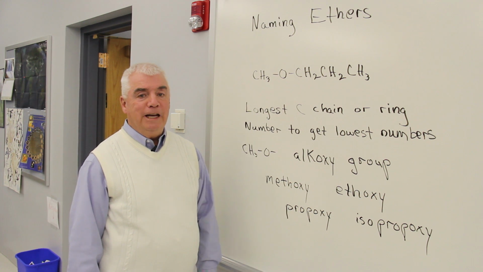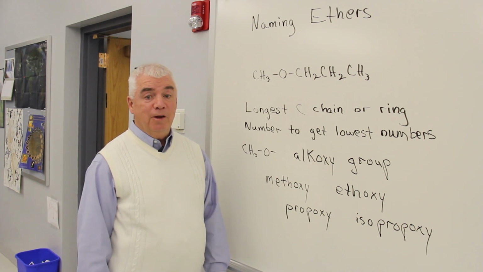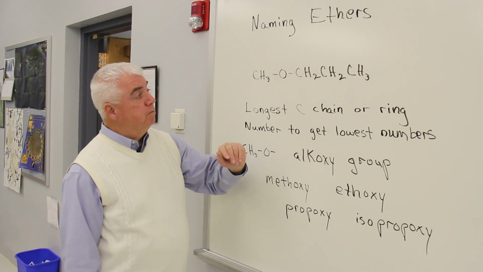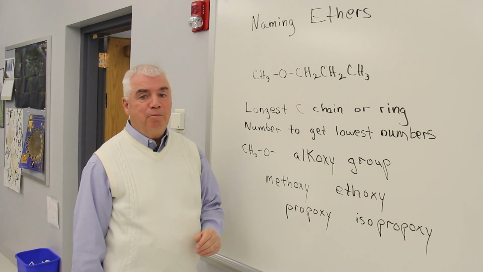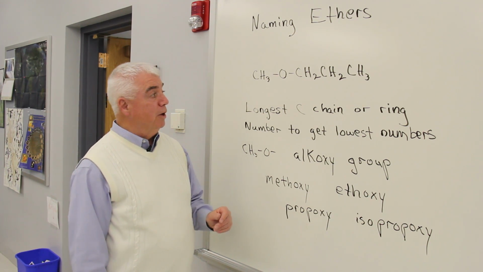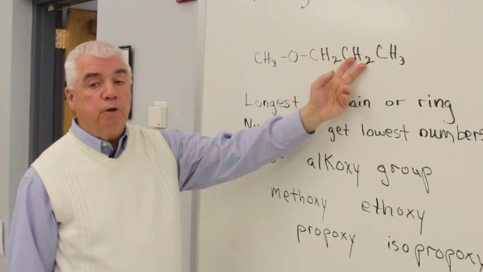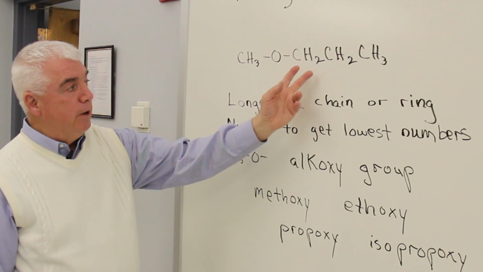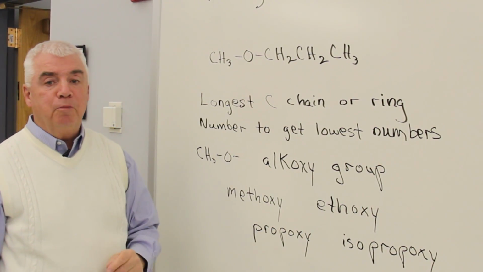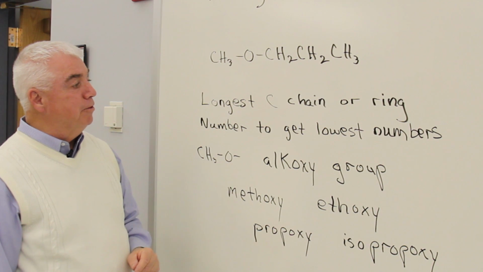Naming simple organic compounds is certainly one of the skills that we'd like you to have. Let's look at the names of ethers. A lot of common names again, but it's primarily the IUPAC names that we'd like you to be able to come up with. Here's the structure of an ether. 3 carbons on this side, 1 carbon on that side. The oxygen bridge in the middle is what makes it an ether.